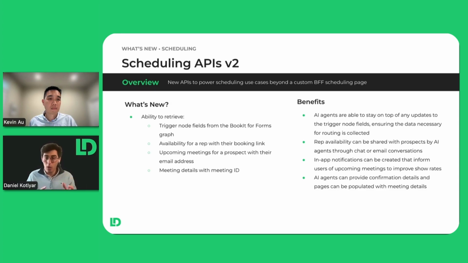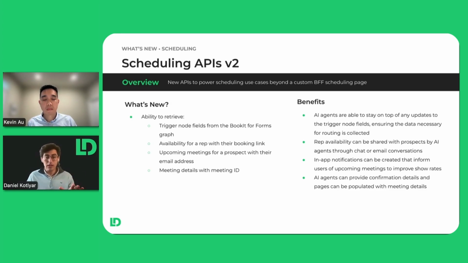Scheduling APIs V1 were meant to enable our customers who want to build their own custom book of forms scheduling experience. And those were great. But then we have other customers, really recently, who are building their own AI agents, and they needed us to expose more scheduling functionality in order for these agents to take the actions they need to take. So that's really what V2 is around, and the difference between V1 and V2.